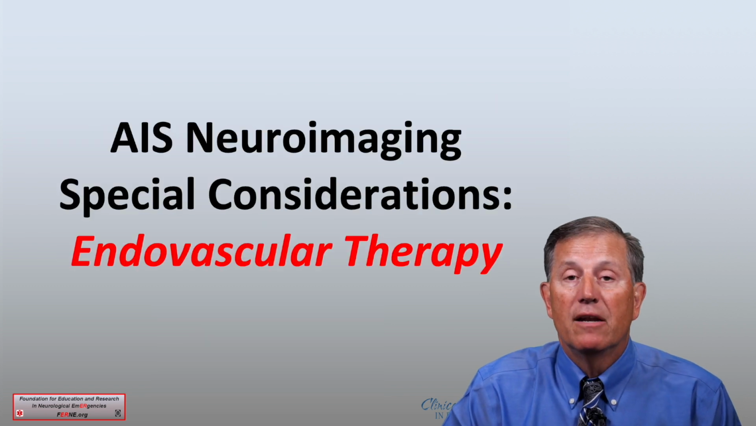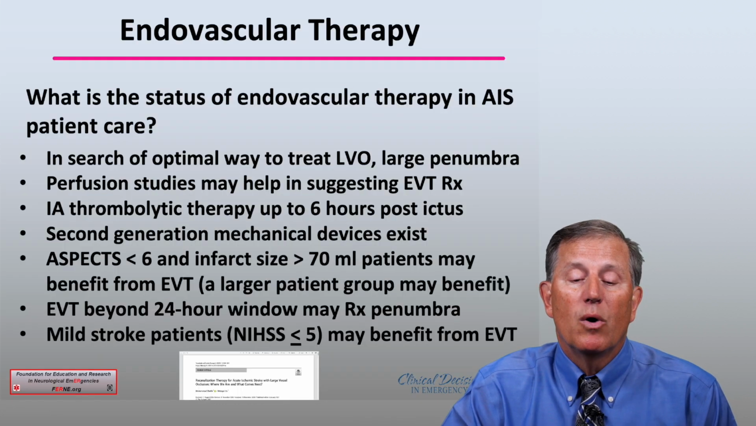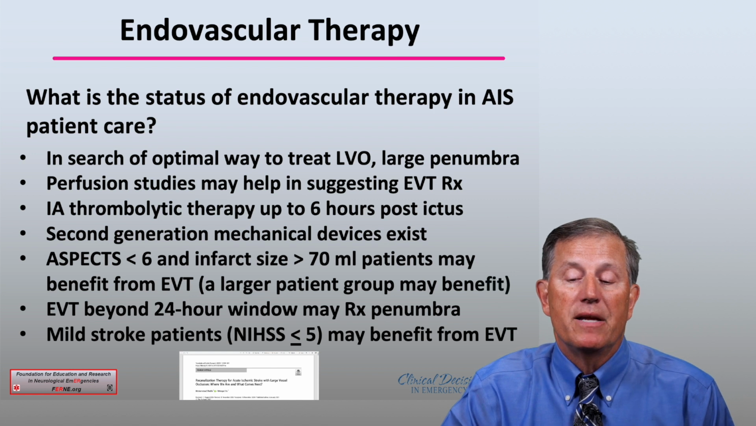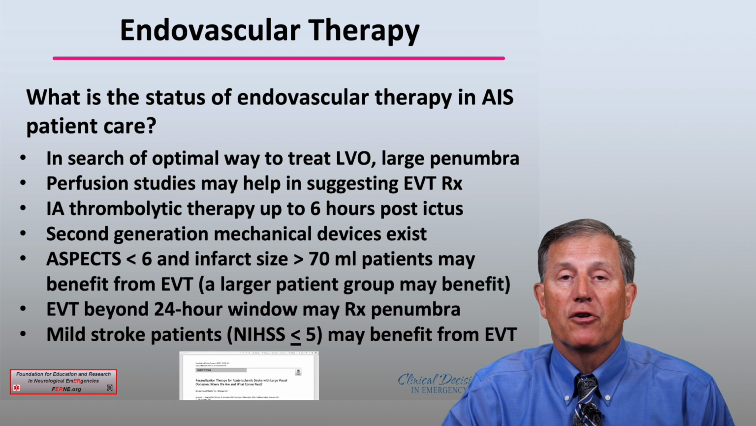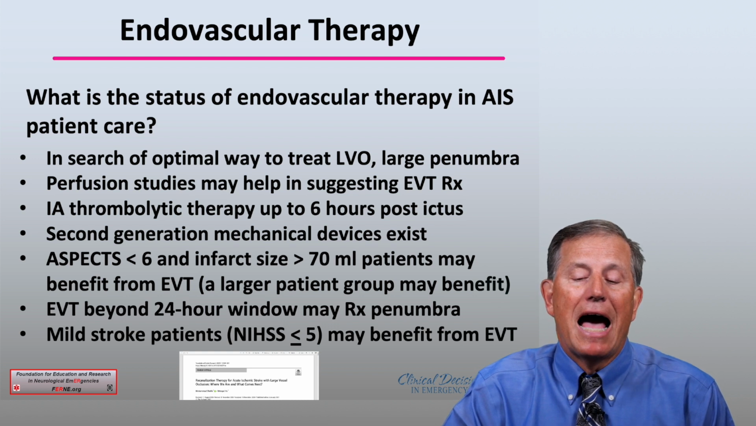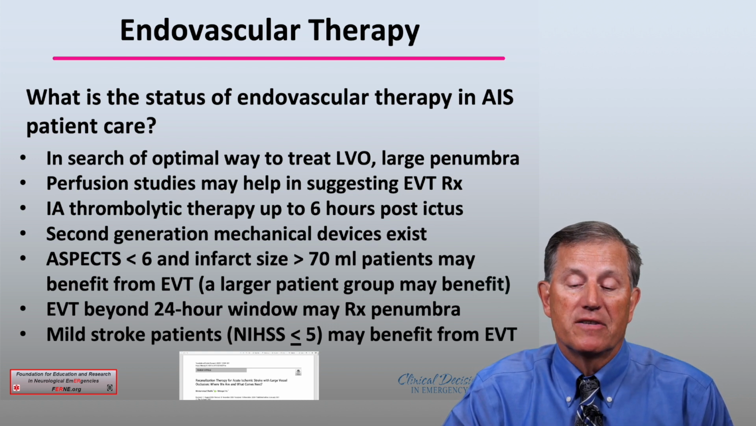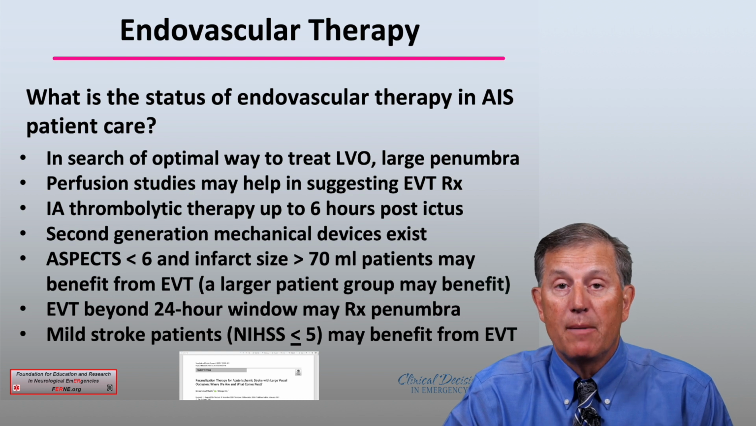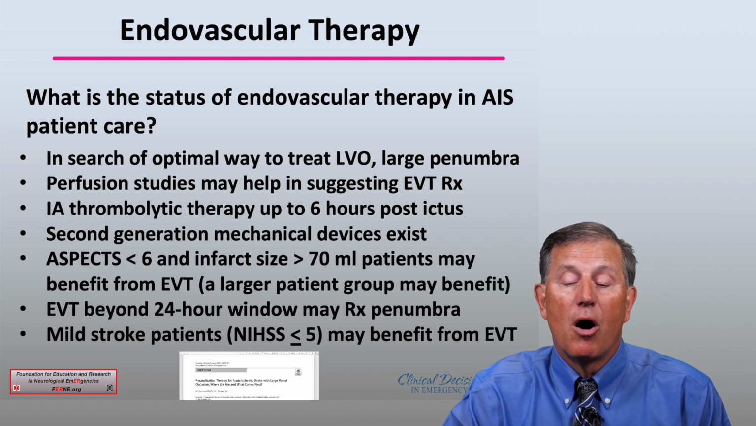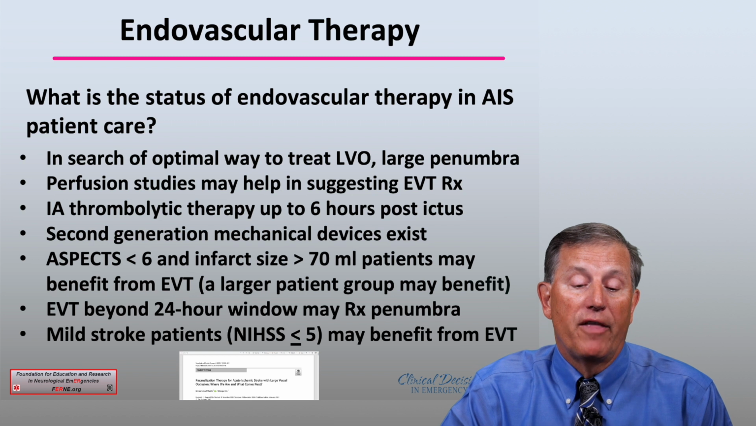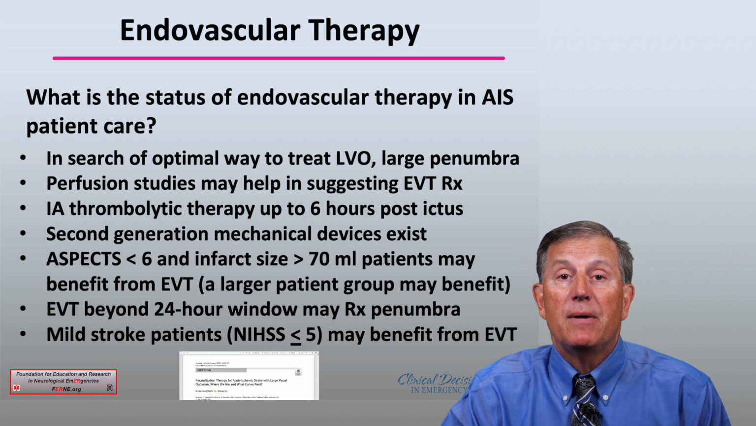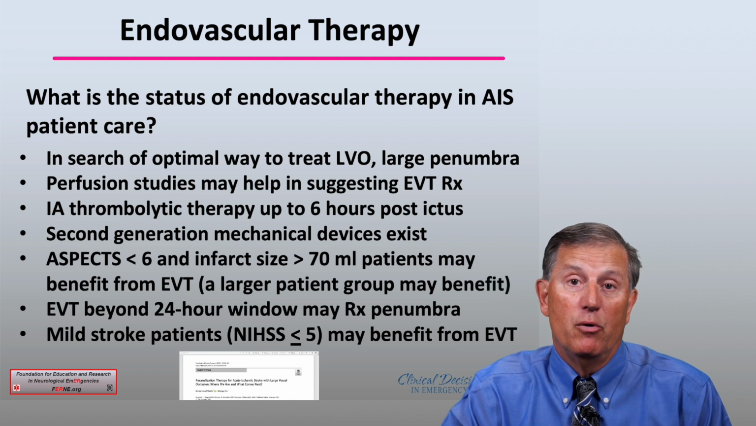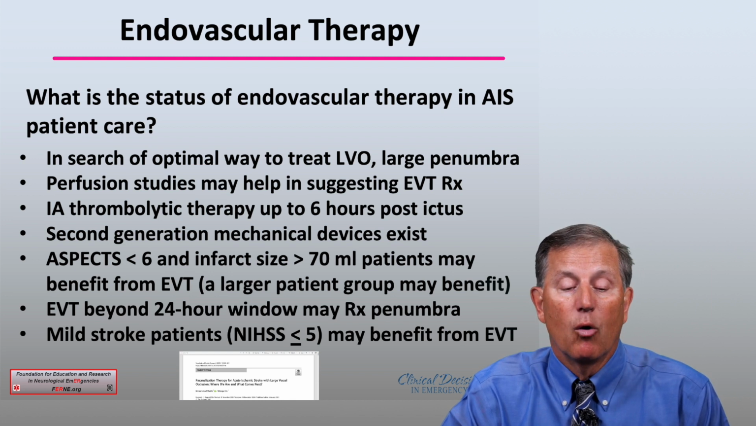Now, what about endovascular therapy? So what's the status of endovascular therapies in acute ischemic stroke patients? So endovascular therapies are really in search of the optimal way to treat large vessel occlusions and large ischemic penumbras when there is a small core infarct. We know that perfusion studies help in suggesting when EVT might be therapeutic, especially beyond the 6-hour window.